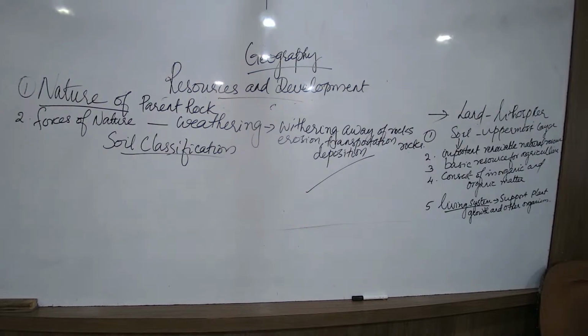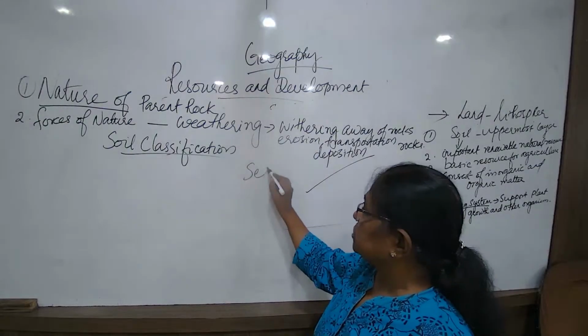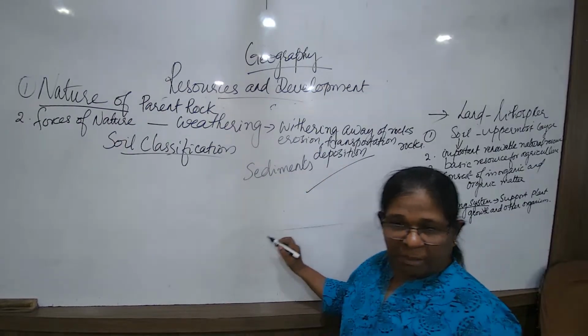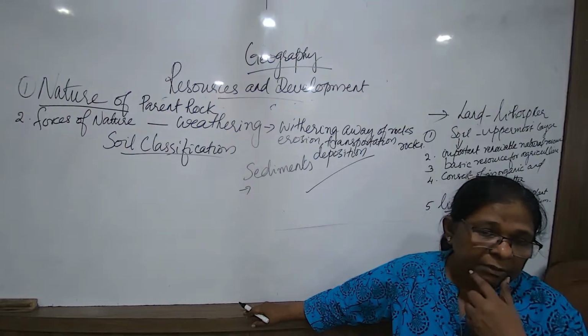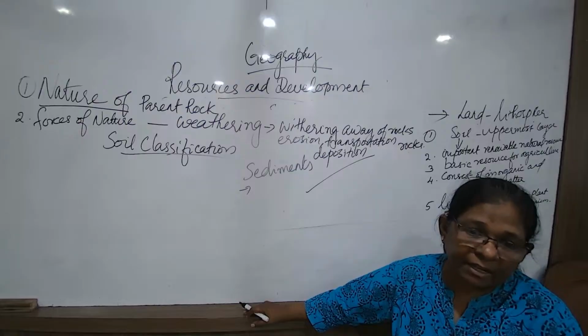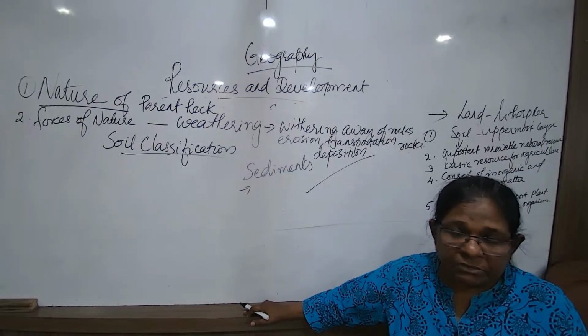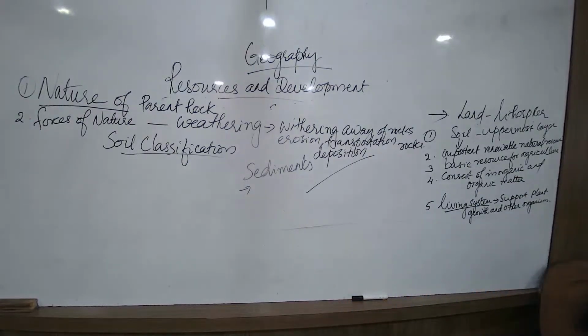Sediments deposited by the rivers in various proportions of sand, silt and clay. Understood? This way you have to write it. They are formed by deposition of sediments and mainly appear in the form of sand, silt and clay. That is the characteristic. Yes, ma'am. Okay.